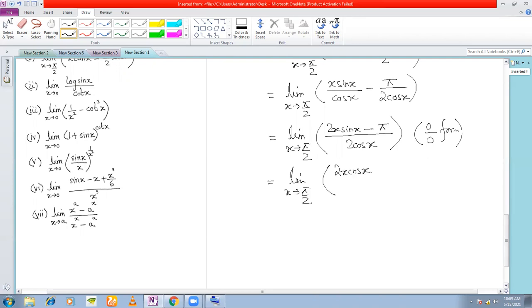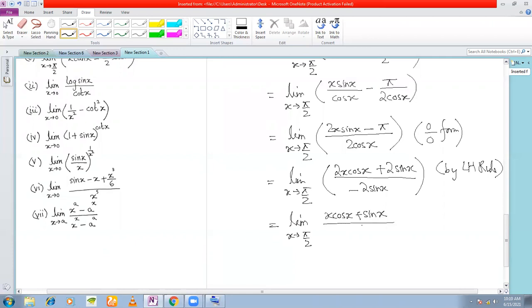You differentiate the numerator, you get 2x cos x plus 2 sin x, and d/dx of pi is 0, divided by minus 2 sin x. Okay, this is by L'Hospital's rule, which is equal to limit x tends to pi by 2. Now here again, you cancel 2 from the numerator and denominator. You take 2 common, you'll get x cos x plus sin x by minus sin x.